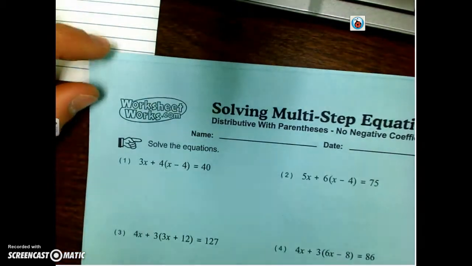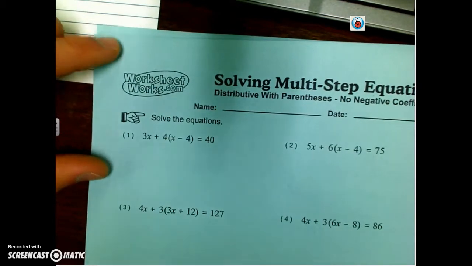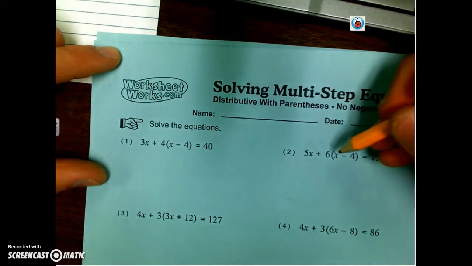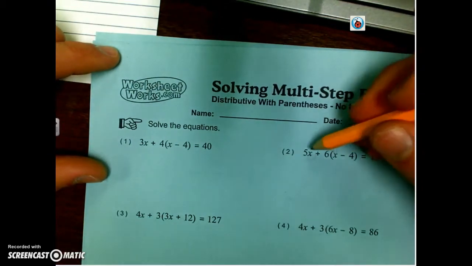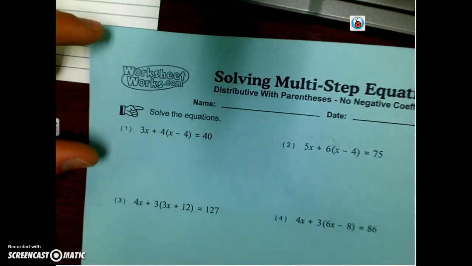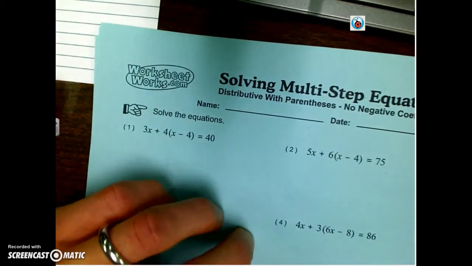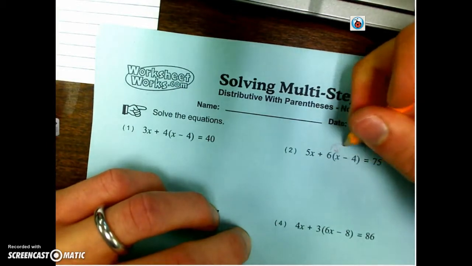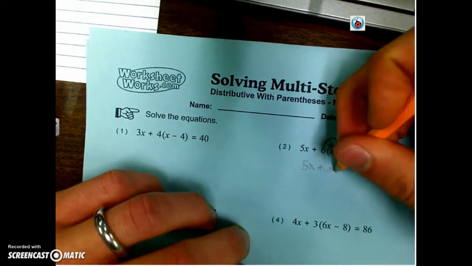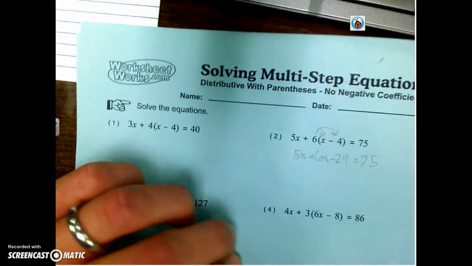Here we have our second page, distributing with parentheses. So before we try to combine any like terms, for example, on number 2, before you try to combine this 5x with the x, we can't do that yet because we have to do our order of operations first. So before we can combine these, that would be a wrong step, we're going to need to go ahead and do our distributing. So we'll take this 6 times the x, the 6 times the negative 4 here. So our 5x stays the same. Then we have a plus 6x, and we have a minus 24, and we're all here equal to 75.